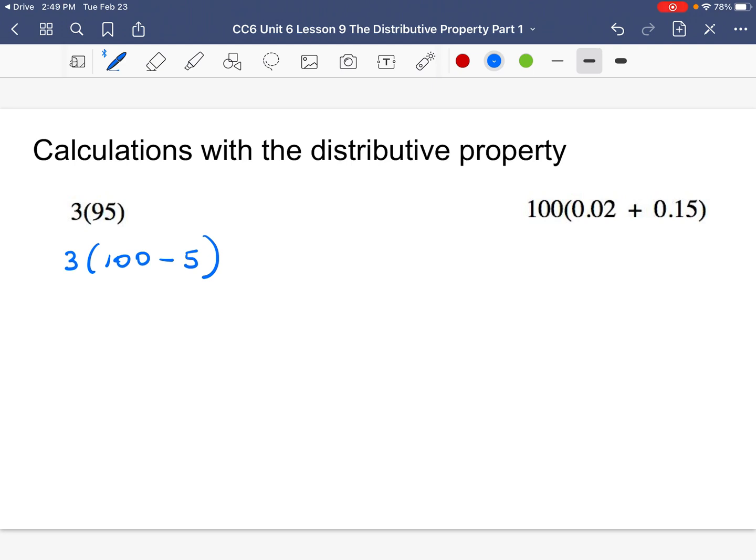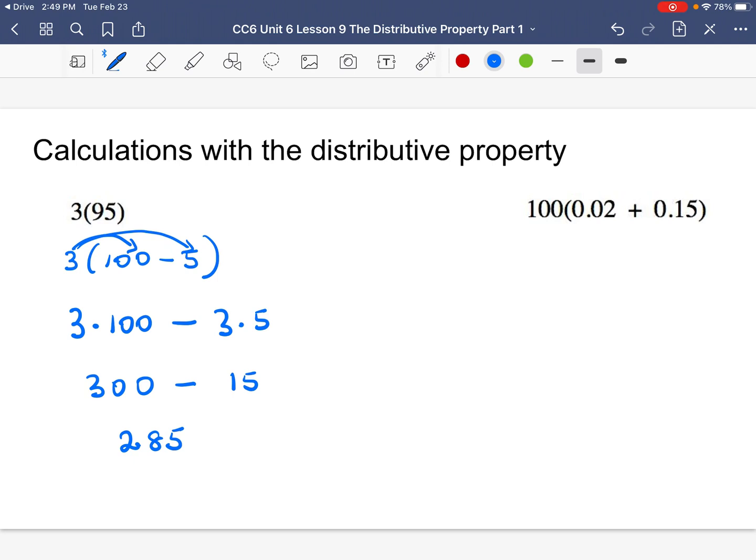Let me draw some arrows first. I'm going to multiply 3 times 100 and then I'm going to subtract 3 times 5. I'm going to say 3 times 100 minus 3 times 5. 3 times 100 is 300. 3 times 5 is 15. 300 minus 15 is 285.